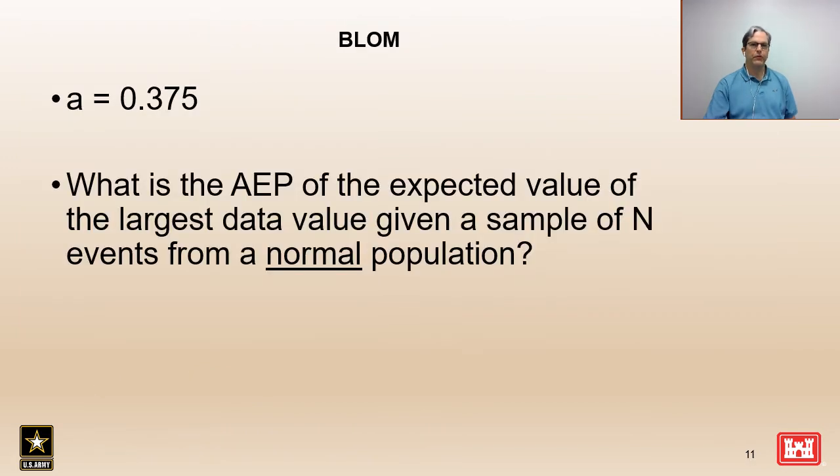For the Blom plotting position formula, we have an A parameter equal to 0.375. This formula answers the following general question. What is the annual exceedance probability of the expected value of the largest observed data value given a sample size of n events drawn from a normal population? So for this type of plotting position, it is dependent on the assumed parent population, which in this case is a normal distribution.